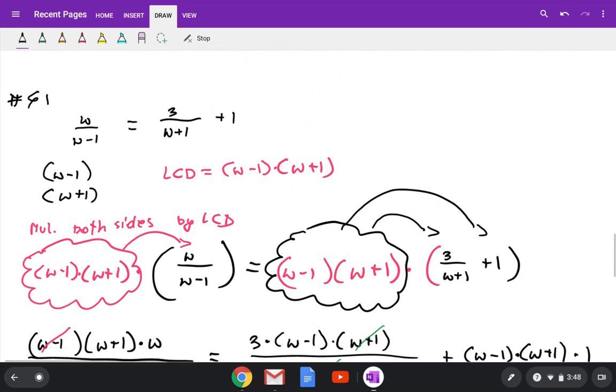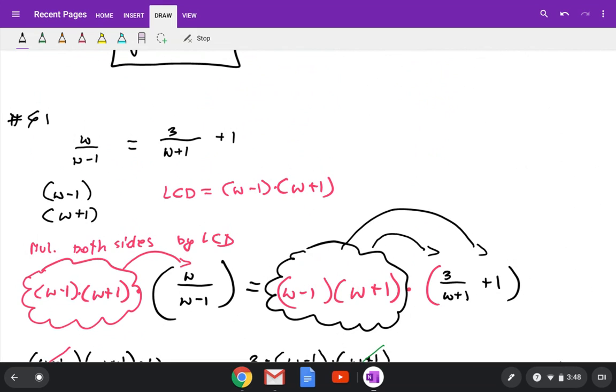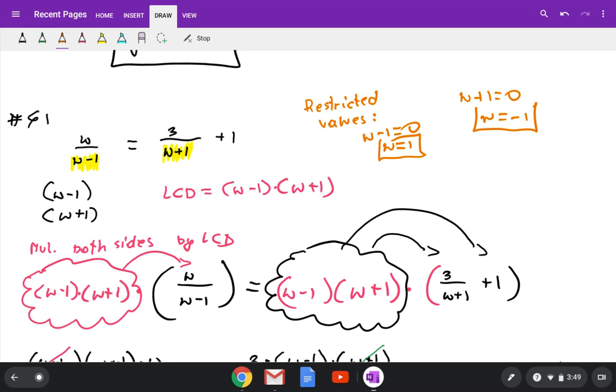And always be careful, I skipped that a little bit. Make sure that your solution makes sense. So keep an eye on denominators and restricted values, because we did that in class during the lecture, that I always start those problems with restricted values. So here, restricted values will be w minus 1 equals 0, which means w equals 1, and w plus 1 equals 0, which means w equals negative 1. So 1 and negative 1 are restricted values.